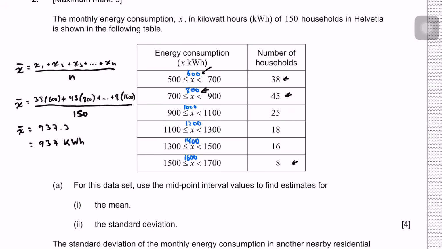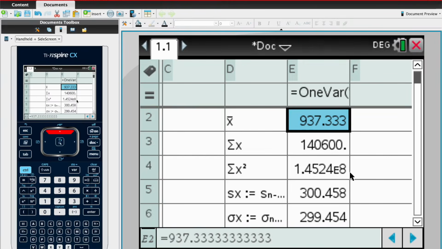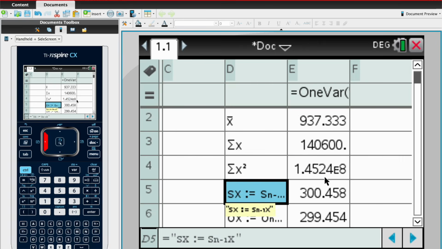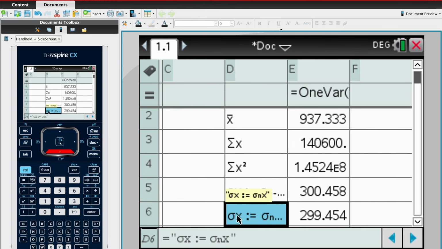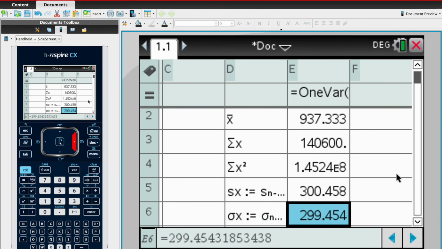Okay. In part 2, we're asked to find the standard deviation. So remember, standard deviation is a measure of spread, how spread out these values are in relation to one another. So for this, we can go back to the calculator. So here we are. And you'll see we actually have 2 values for standard deviation. We have sample standard deviation, which is given by the small s, and then we have population standard deviation, which is given by this lowercase Greek s, this sigma. So which one do we use?